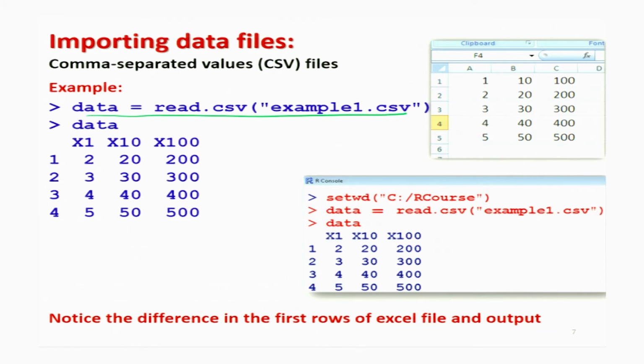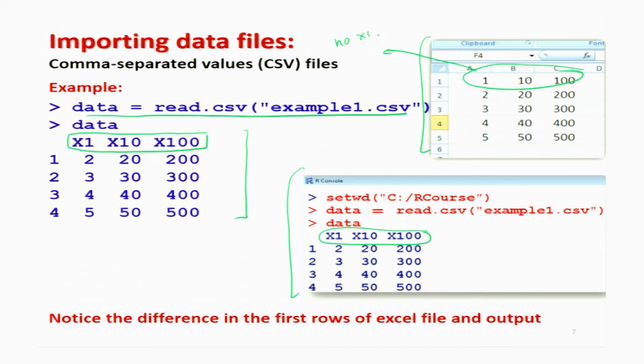Once you read this file and name it data, it looks like this. This is the screenshot, and this is the example1.csv file. Now can you compare them? What's really happening? Can you see some changes in the structure? What is this here? X1, X10, X100. You can see it in the screenshot also, and there was no X1, X10, X100 in the original file. What is happening here? Number 2, another difference: in the original file, your data values start from 1, 2, 3, 4, 5, but in this one the values start from 2, 3, 4 and 5.